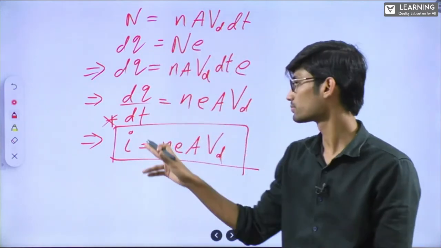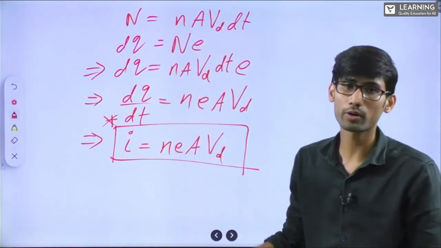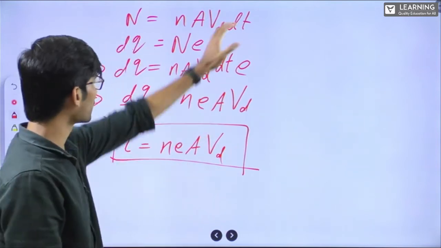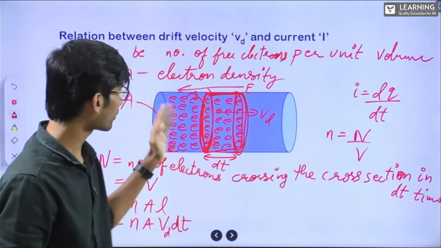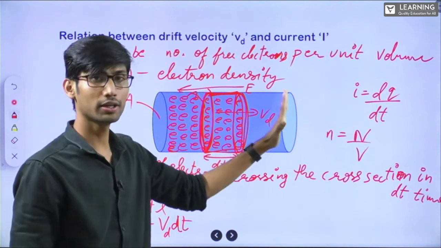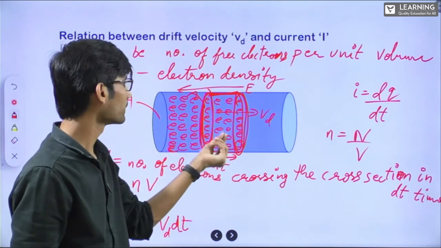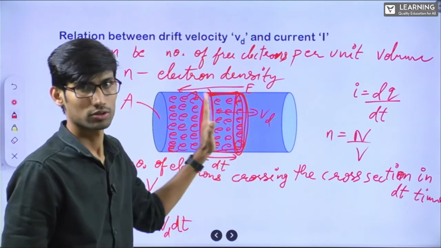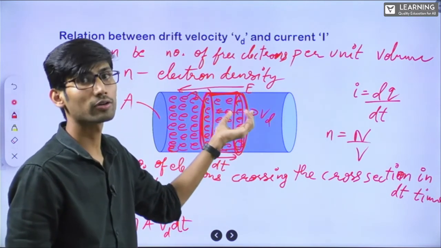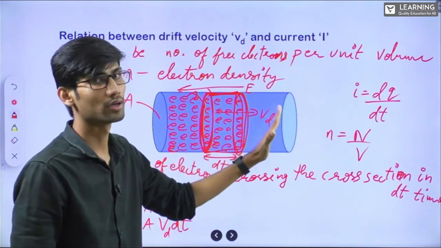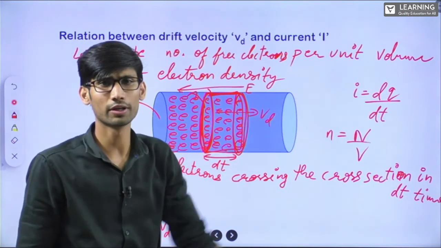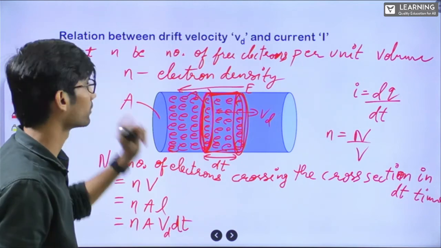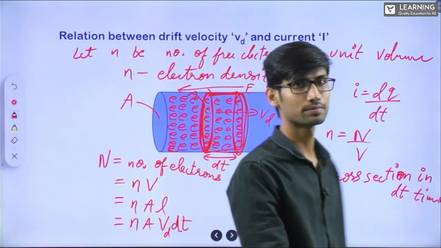Very important. I is equal to N e A Vd. Very important. Okay. I hope you understood how we derived it. If electron is moving with Vd velocity, in dt time, from this cross section, how many electrons have passed? The number of electrons into charge in one electron will be the charge which has crossed this cross section in dt time. That is what current is, dq by dt. So if you first write this, it will be easy for you to get the answer. This will be given to you in electron density.